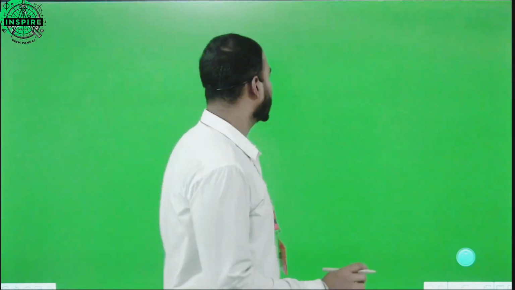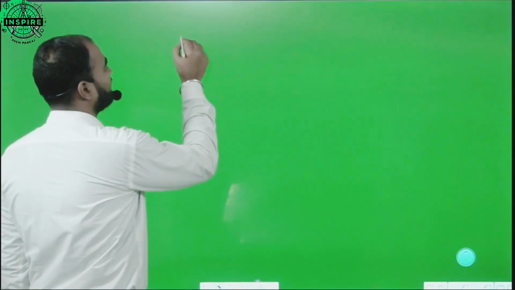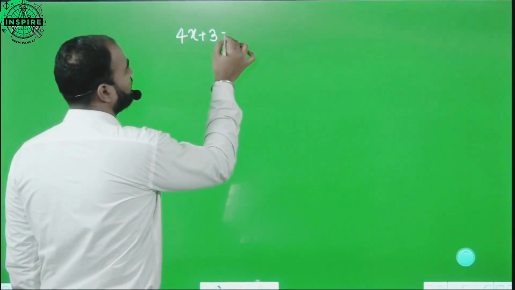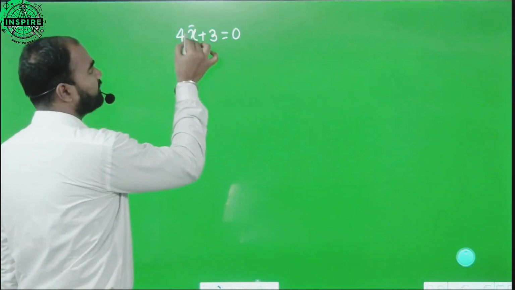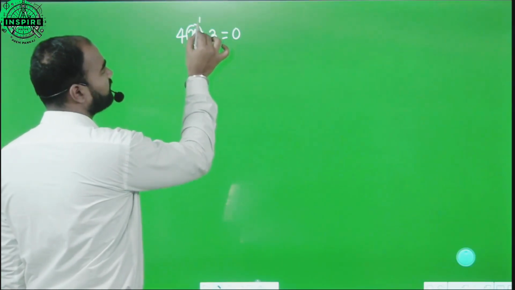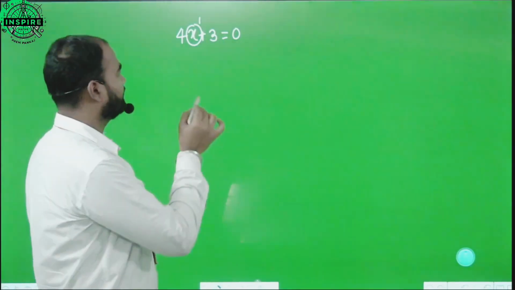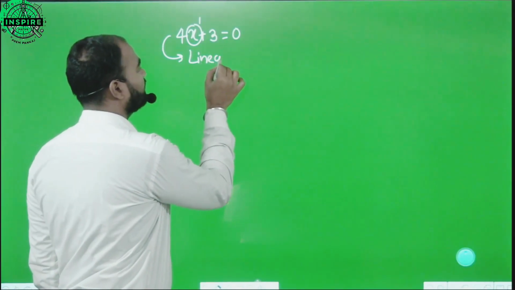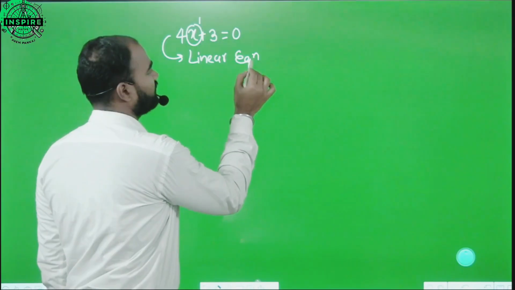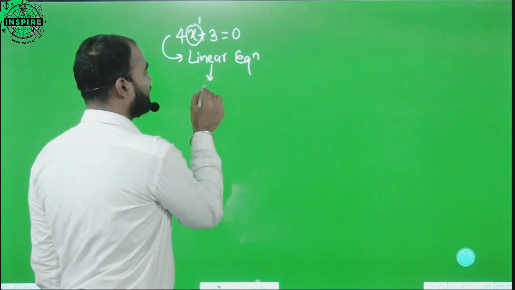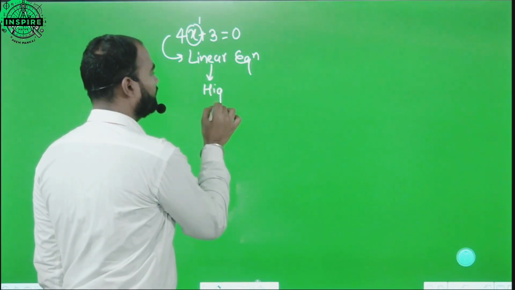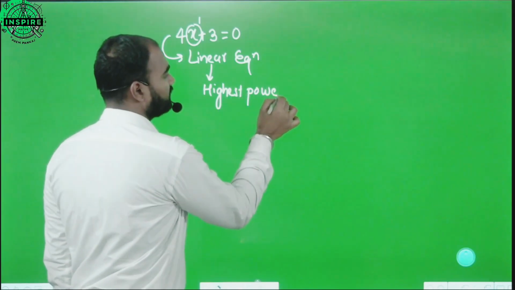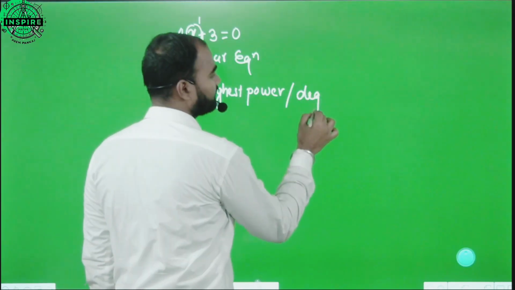Look at the example. If we take an equation, 4x plus 3 equals 0. Here the variable is x and the power of this variable is 1. Then this is a linear equation. All linear equations have highest power or degree equal to 1.